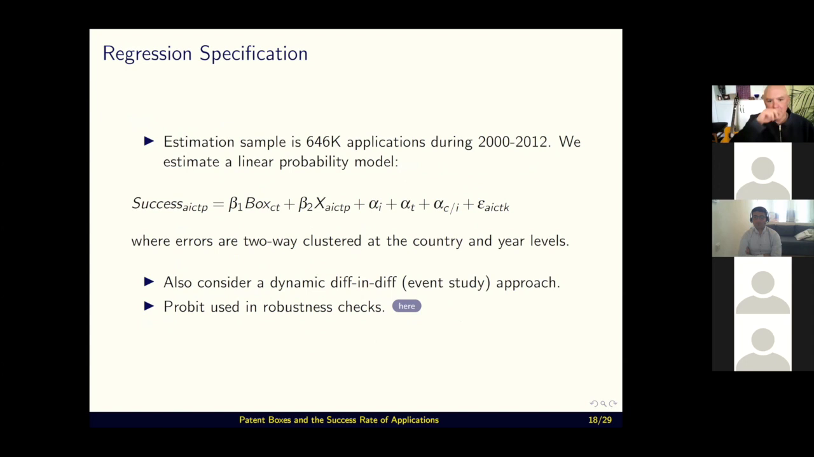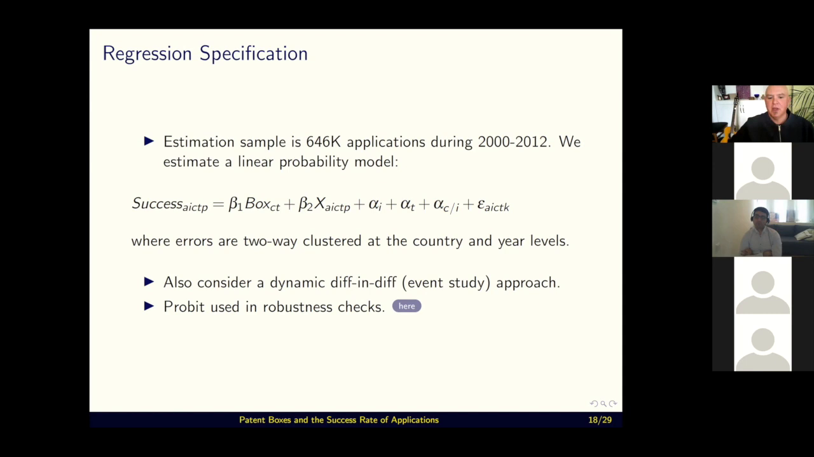So we've got about 650,000 applications in our estimation window, which runs from 2000 to 2012. And again, 2000 is because people don't really introduce them until after that. 2012 is because of that end of sample truncation, about the time it takes to get it granted. So we're going to do a linear probability model because it's easy to interpret. We're going to cluster our errors two ways, at the country level and at the year level.